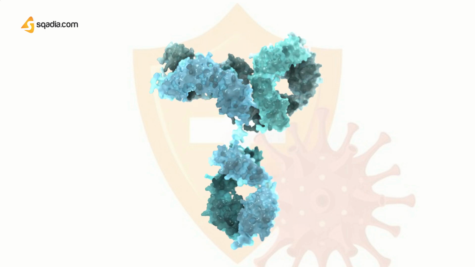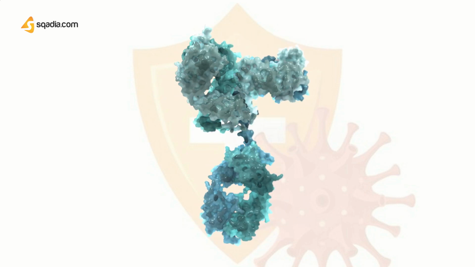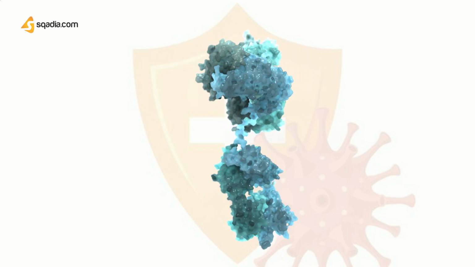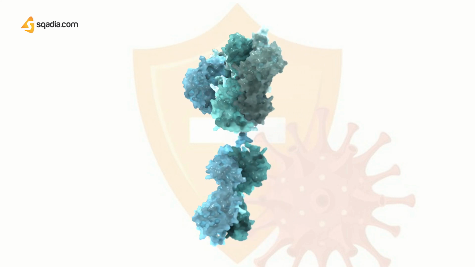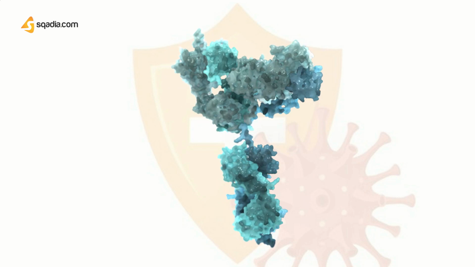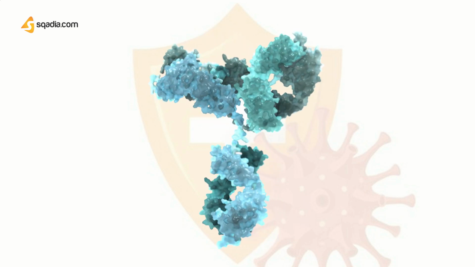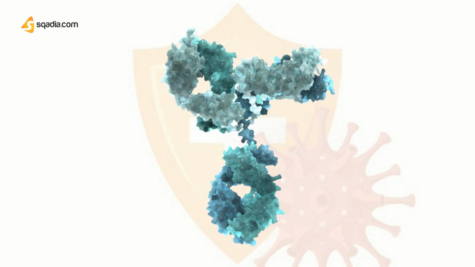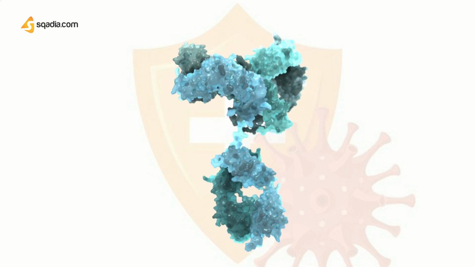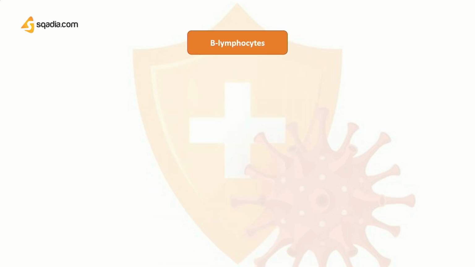Now let's get into the details of the adaptive immune system. First of all, let me tell you about the antibodies. Antibody molecules can act as both soluble and cell-bound receptors. First of all, let's discuss the B lymphocytes.